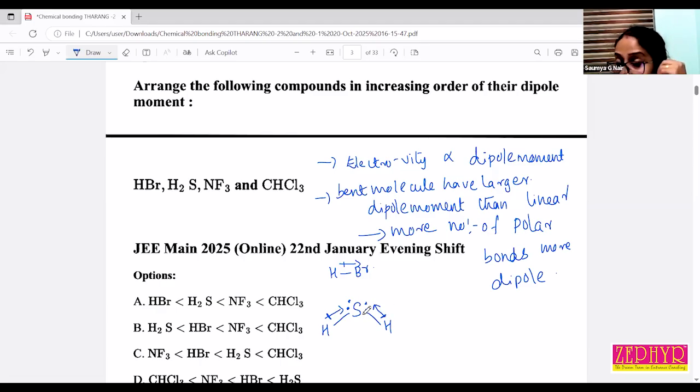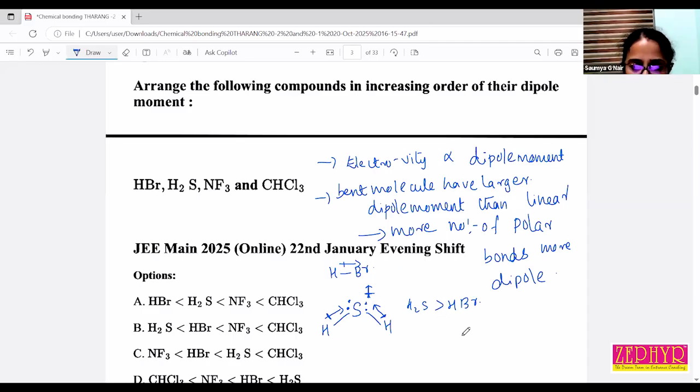And there is also a lone pair pulling, so it is upward. All in the same direction, right? So which has more dipole, HBr or H2S? H2S, because that is a bent molecule. So H2S has more dipole than HBr.